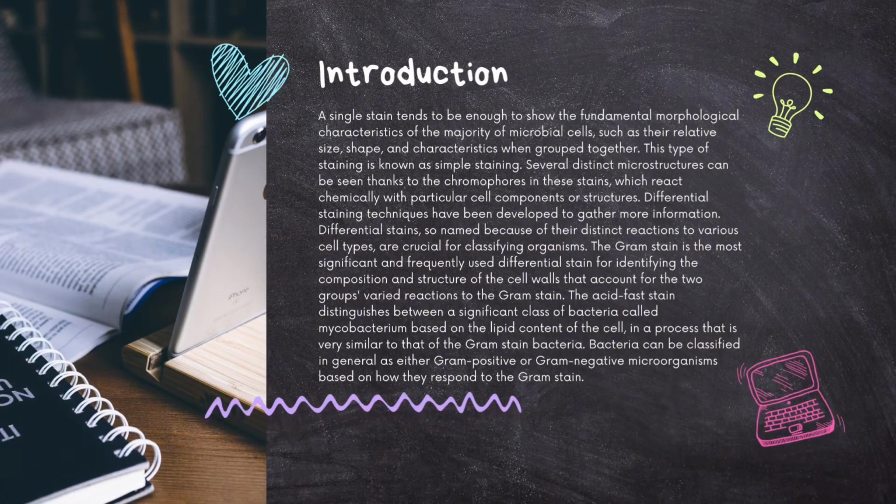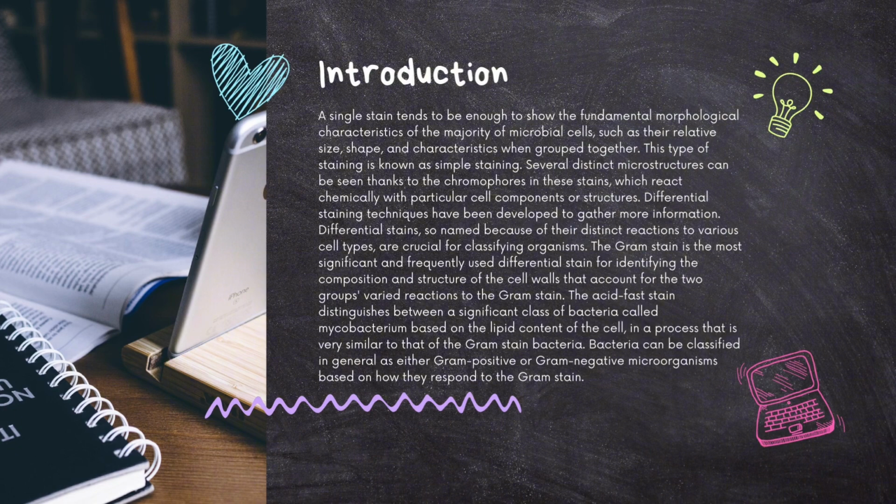A single stain tends to be enough to show the fundamental morphological characteristics of the majority of microbial cells, such as their relative size, shape, and characteristics when grouped together. This type of staining is known as simple staining. Several distinct microstructures can be seen thanks to the chromophores in these stains, which react chemically with particular cell components or structures. Differential staining techniques have been developed to gather more information.